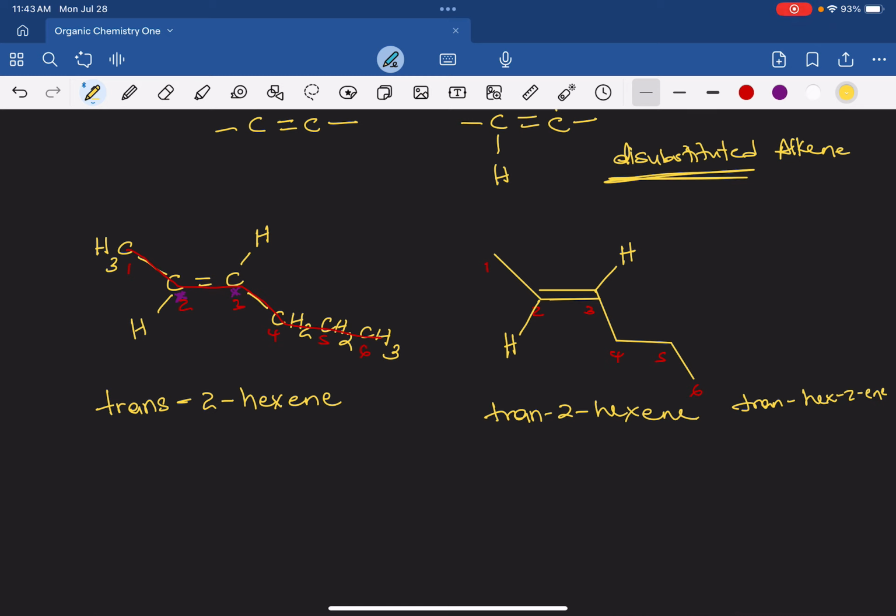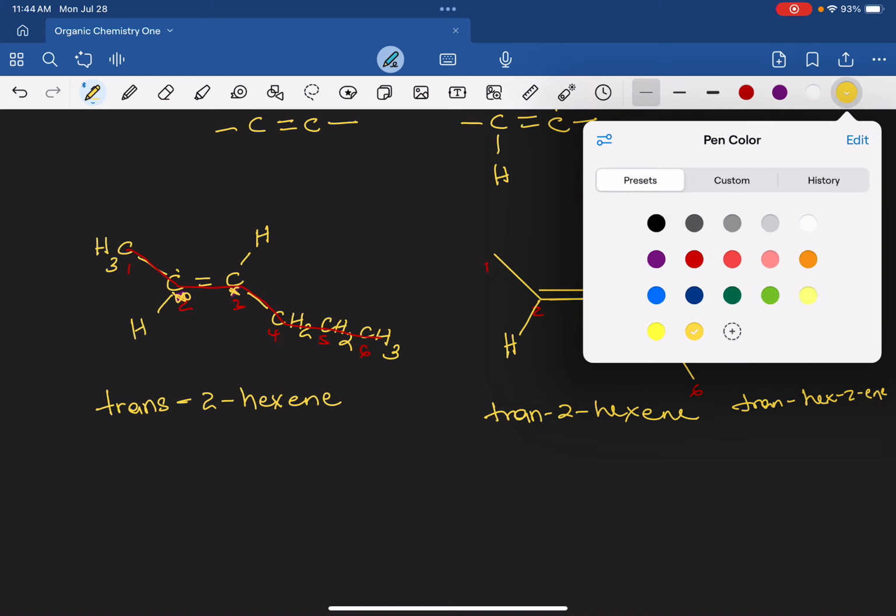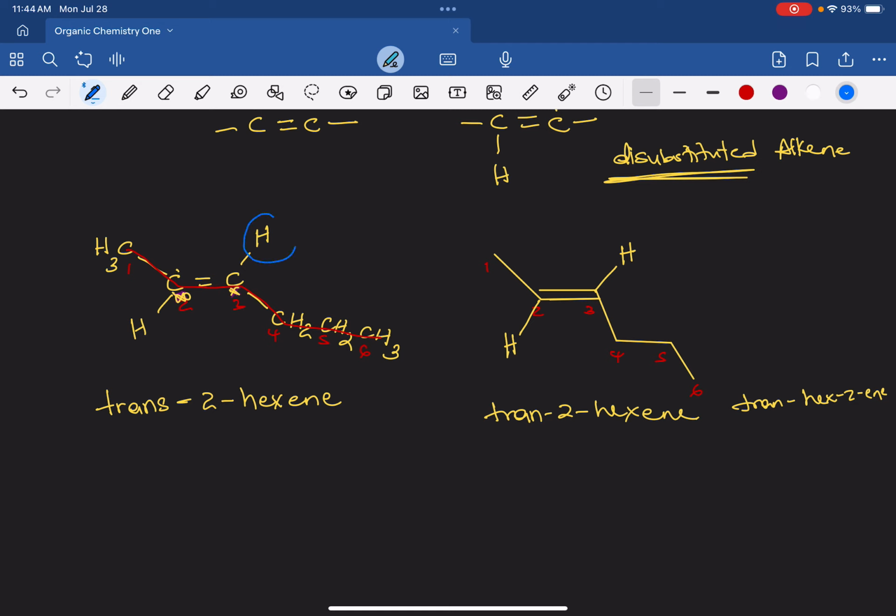Hold on to the fact that if you have only one hydrogen on each carbon of the carbon-carbon double bond, it is disubstituted. I want to show you another way to identify a disubstituted alkene. It's going to come in handy when you have to identify tri or tetra. This is all you need to do. Find the carbons of the double bond and put an asterisk like we did before. So asterisk, asterisk. Then I want you to circle the bonds that are on the carbons of the carbon-carbon double bond.